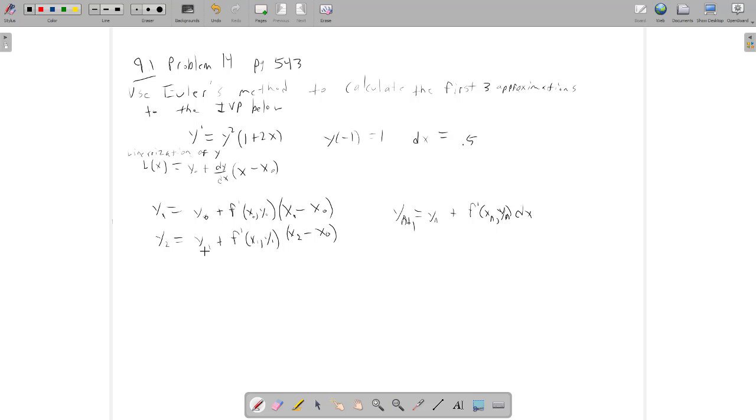So, let's start off. Our initial point is -1, 1. So our y sub 1 is going to be our initial y value, which is 1, plus our derivative, which, let's see, plug in here. 1 squared is 1, because we're plugging in y. Plugging in x is -1, so 1 plus -2, that's -1. 1 times -1 is -1. So 1 plus -1 times 0.5.